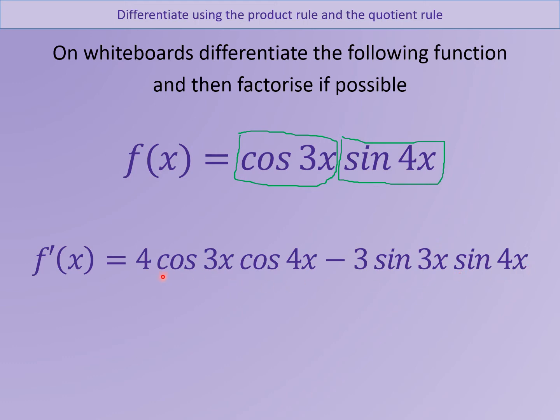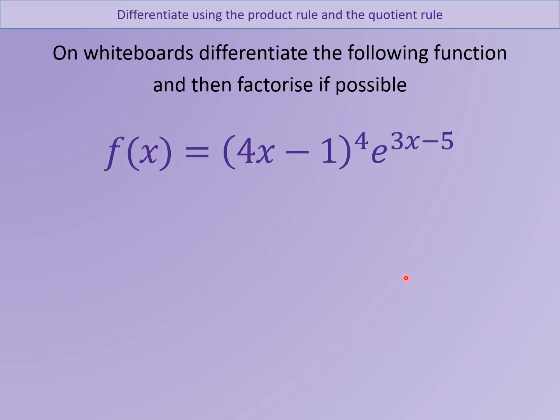Can I factorise that at all? Can you take anything out of that? Well, to me, there is nothing common with both of them. Don't do something silly like taking out cos 3x, because you can see a sine 3x or anything like that. You cannot take anything out. So it's as good as it's going to get. Okay, have a go at this one. Again, pause if necessary.